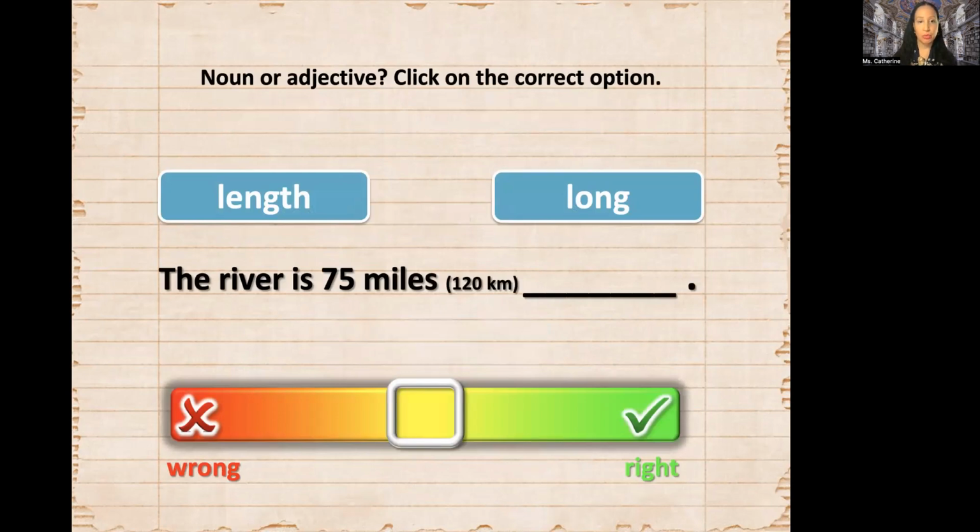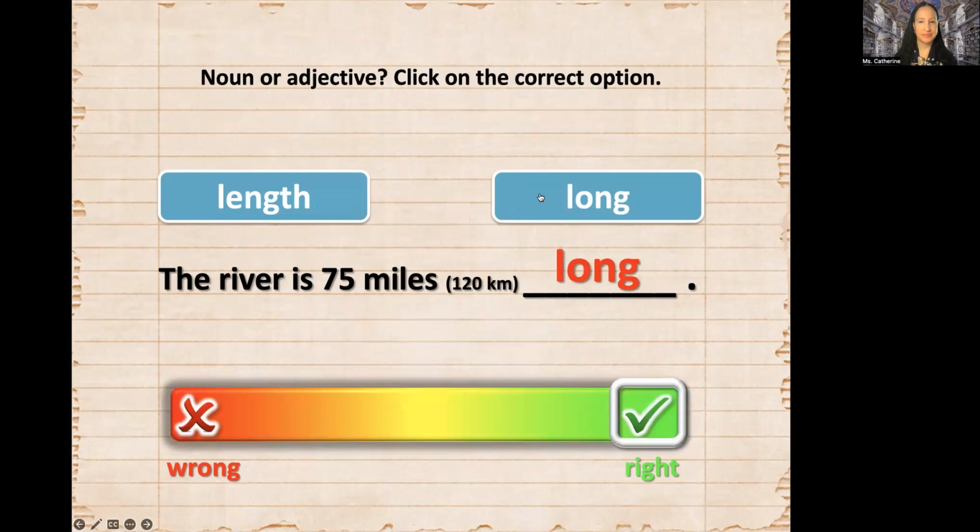Okay. The river is 75 miles. The river is 75 miles long. The river is 75 miles length, approximately 120 kilometers. What do you think it would be? That's right, long. The river is 75 miles long. Long is describing the river.